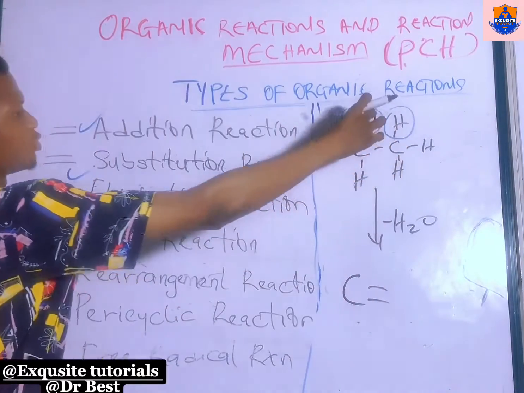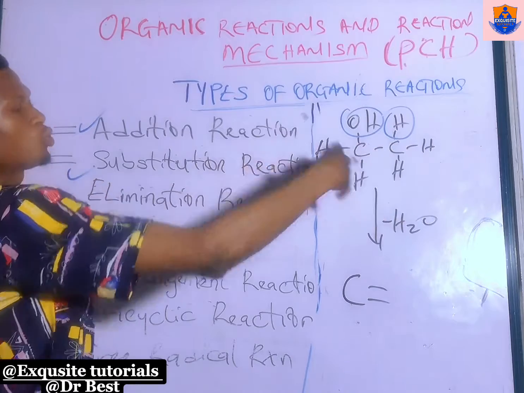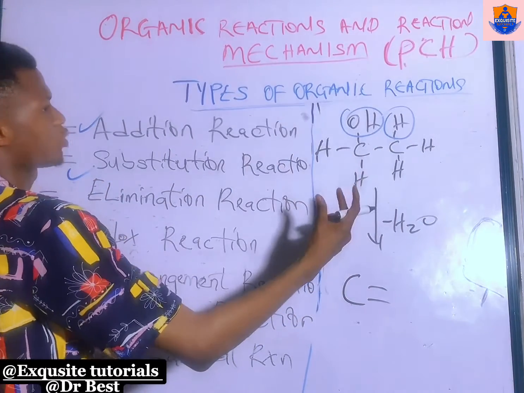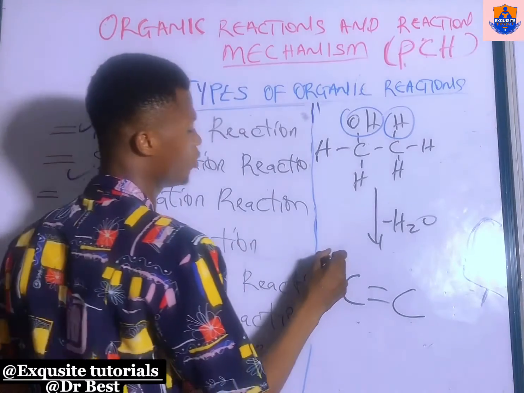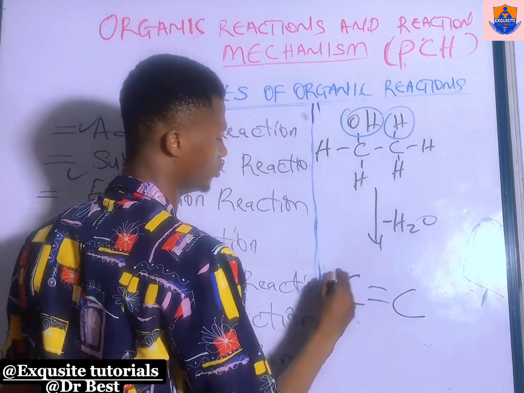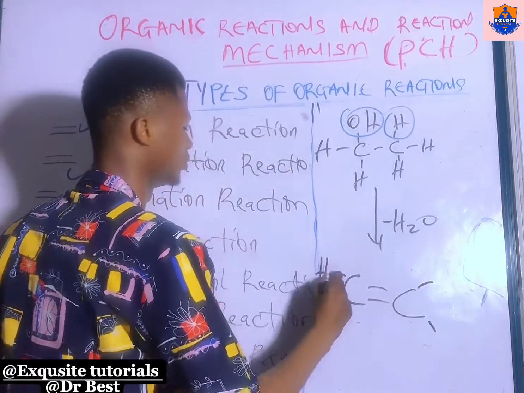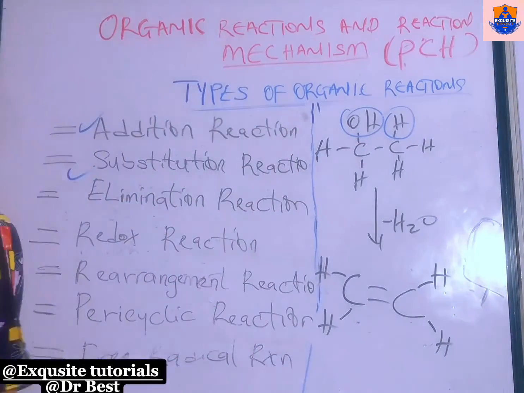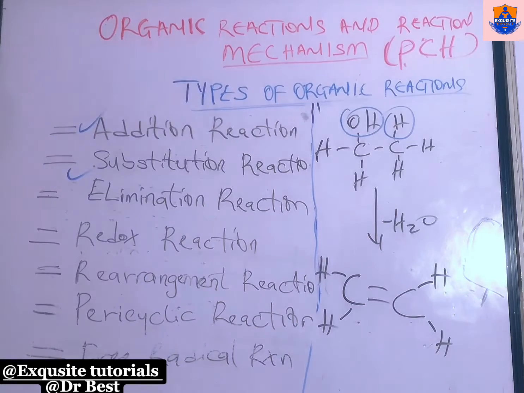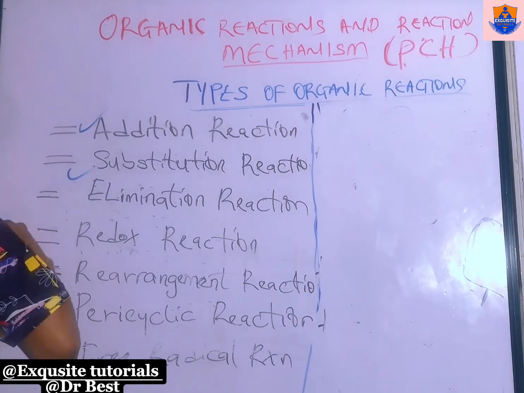Remember, immediately I remove this, a double bond will form, which will change the compound from a saturated compound to an unsaturated compound to give me this. So I'm going to have this at the end. So this is an elimination reaction. We are done with elimination reaction.